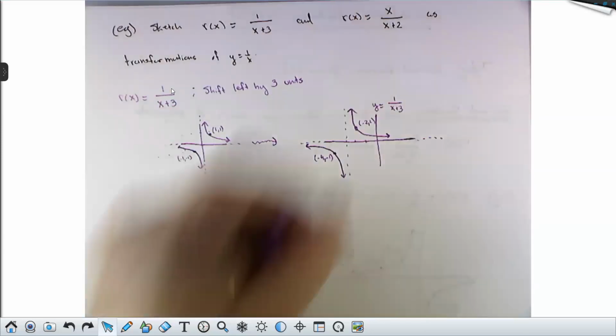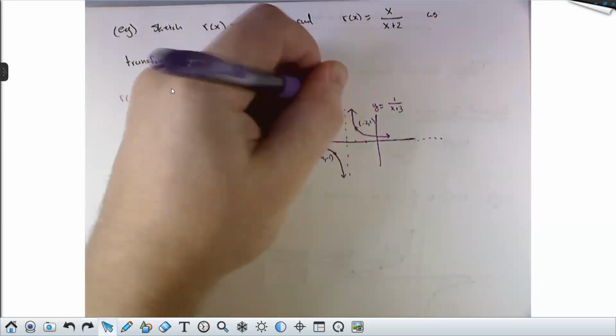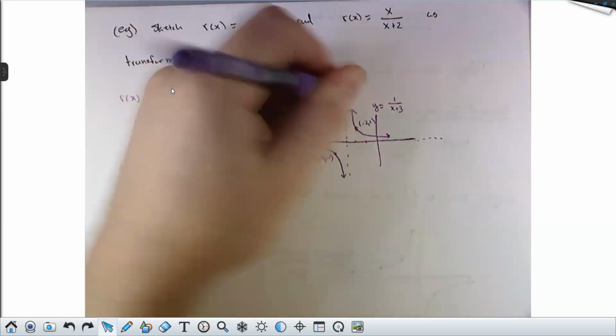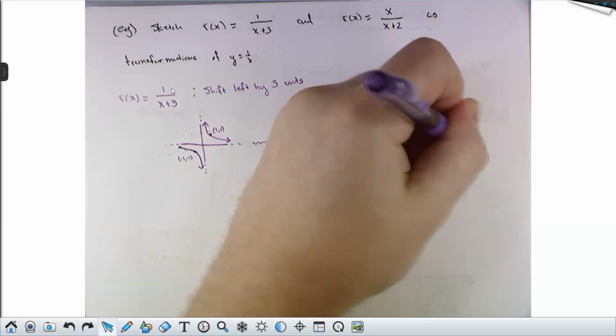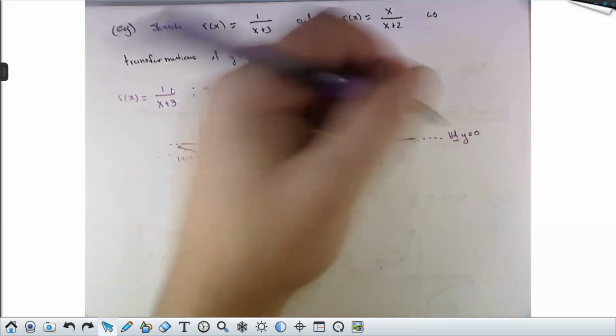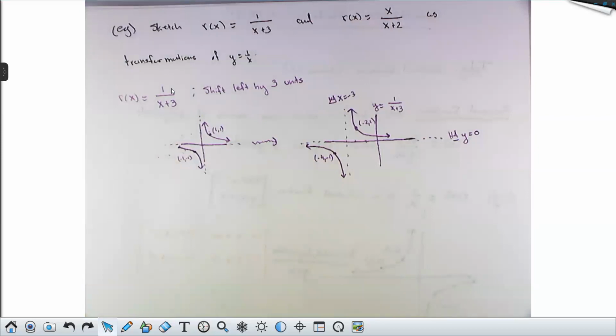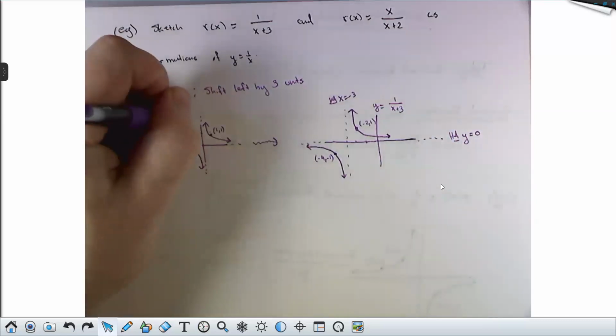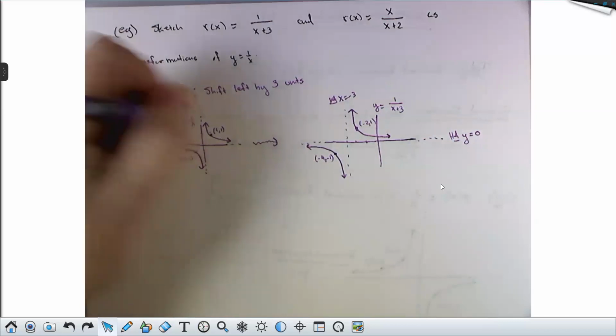The vertical asymptote is now the line x equals -3. The horizontal asymptote is still the line y equals 0. Any questions on where I'm getting this graph from? This is the first 1 over x.